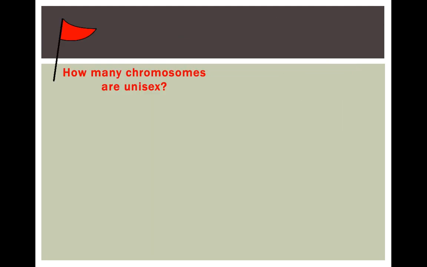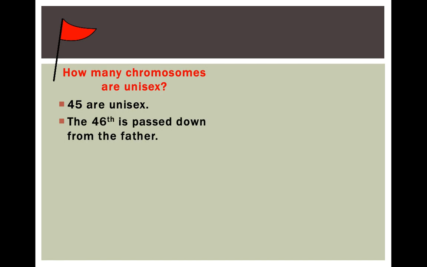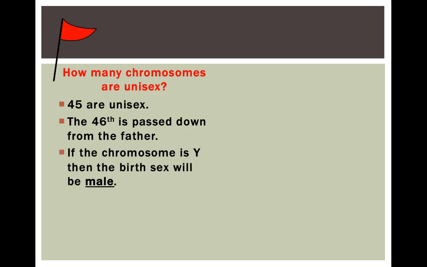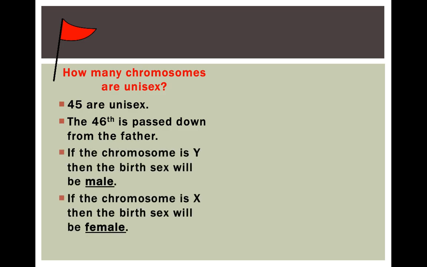So, let's reflect a little bit on what we've learned. How many chromosomes are unisex? Meaning, how many of them are not reliant on changing the sex of an individual? 45. 45 are unisex, with the final chromosome, the 46th, that is actually passed down from the father, that will determine whether a fetus becomes biologically male or biologically female, dependent on whether that 46th chromosome is Y or X. What is the difference between primary and secondary sex characteristics?